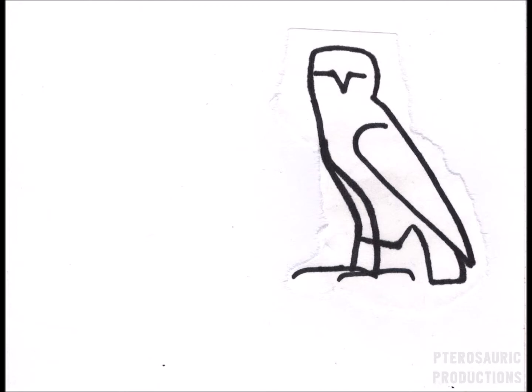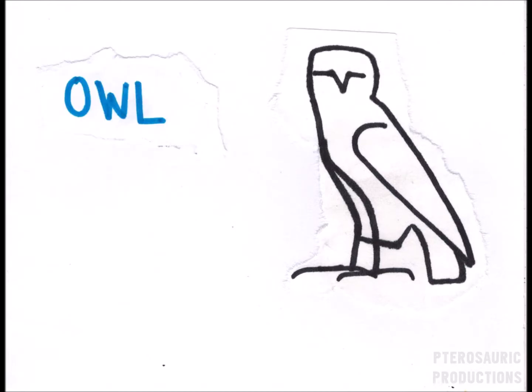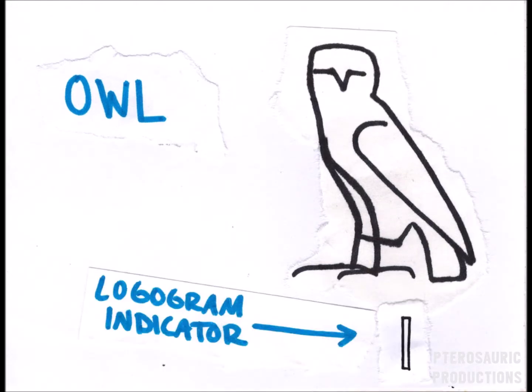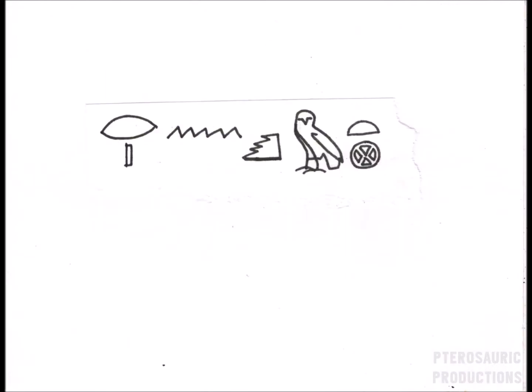So, remember how this owl symbol meant the sound of the letter that we know as M? Well, it can also just mean an owl too. So, there's a few ways to find out, and one is by using a little annotation like this guy. This is called a logogram indicator. A logogram is when the symbol means a whole word, like owl, and not just a sound like a letter in an alphabet.